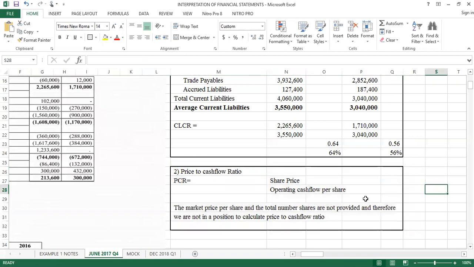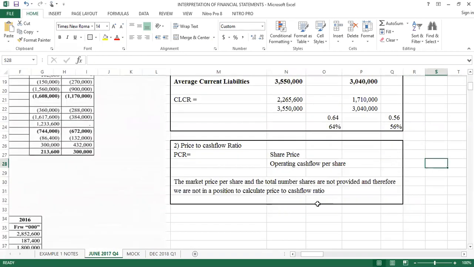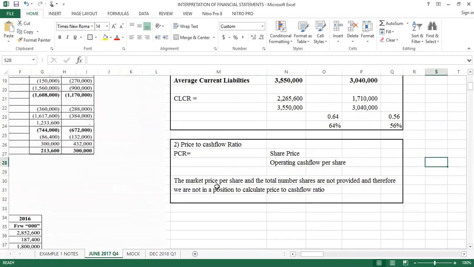I hope you've understood that. So I've just given the formula, and the market price per share and the total number of shares are not provided. So the person who set this question was really not an expert. Okay, so let's just continue. The market price per share and the total number of shares, or maybe did I cut it out? I may have cut it out, but I don't think it is there.